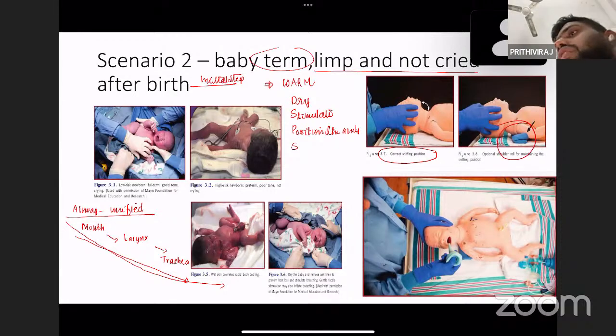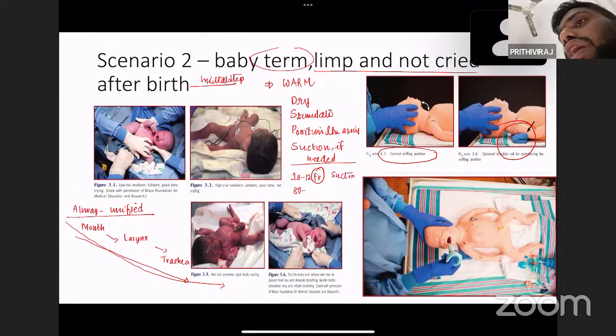This is the shoulder roll given here in the picture. And then if the child still is not crying, you do suction if needed. For suction, you use a 10 to 12 French suction catheter with a pressure of 80 to 100 mmHg, which is wall suction, vacuum suction. In this diagram, we are using a bulb suction.